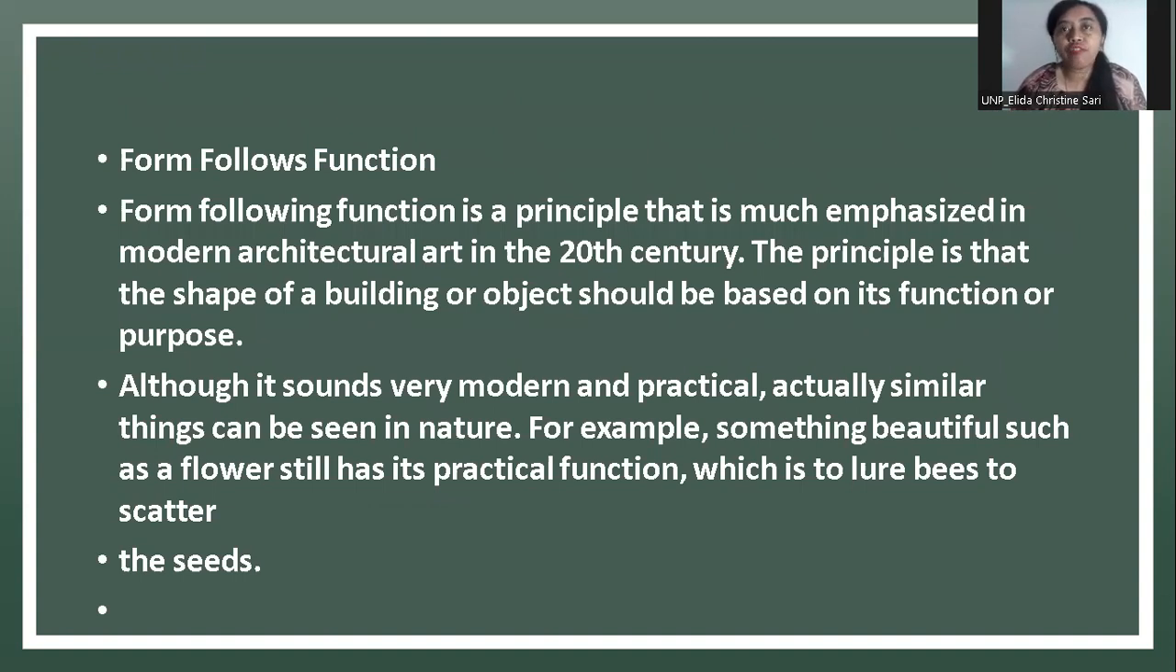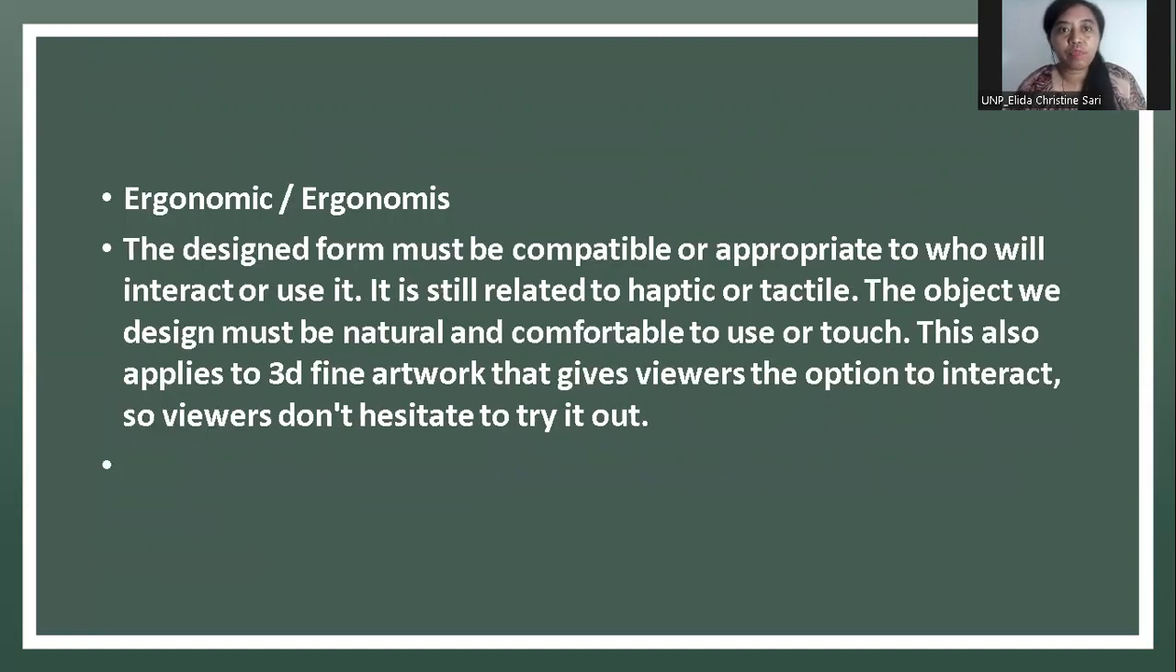How about form follows function? Form follows function is a principle much emphasized in modern architecture and art in the 20th century. The principle is that the shape of a building or object should be based on its function or purpose. Although it sounds very modern and practical, actually similar things can be seen in nature. For example, something beautiful such as a flower still has a practical function, which is to lure bees.